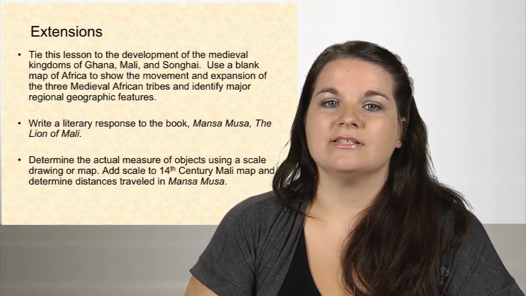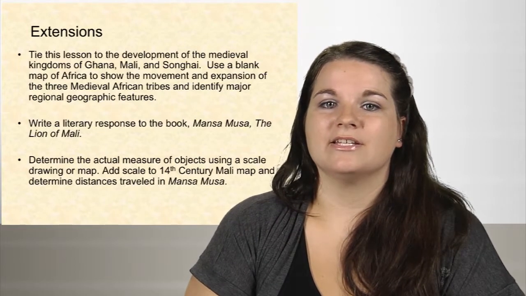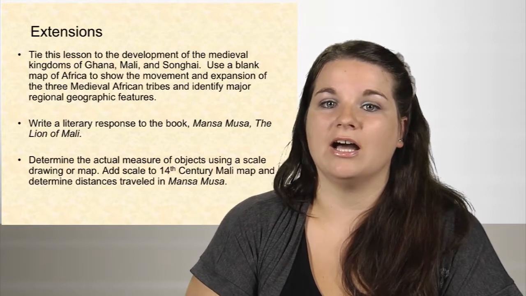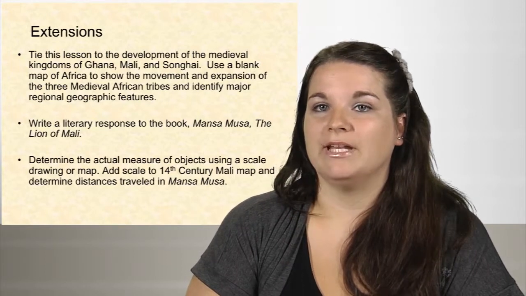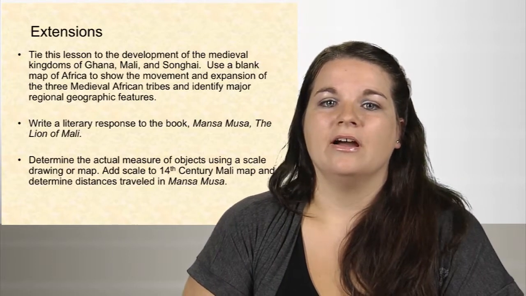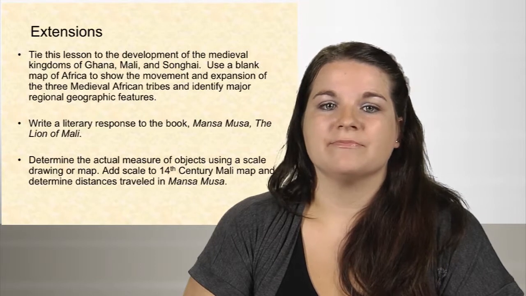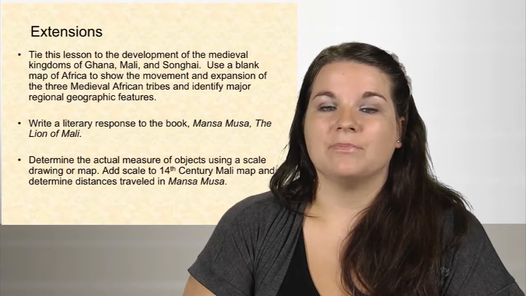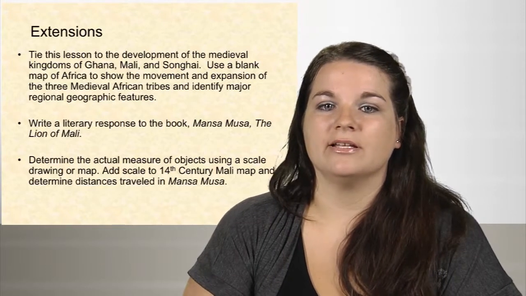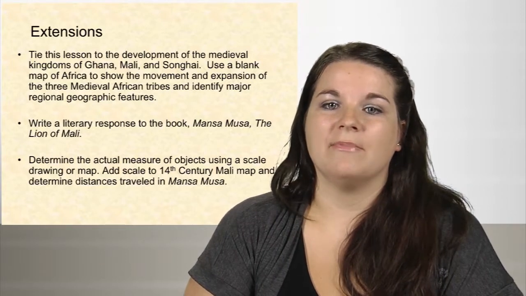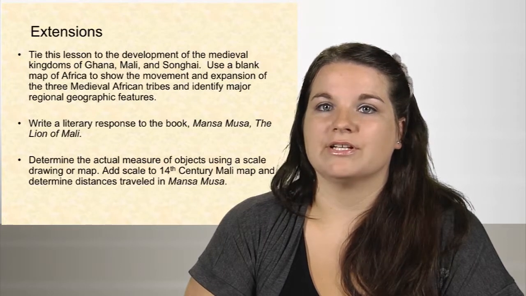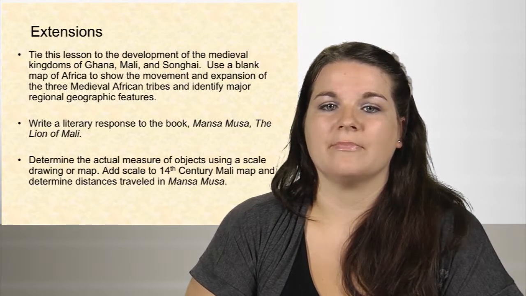So for extensions, you can tie this lesson to the development of the other medieval kingdoms that are listed in the state standards. So you can look at Ghana and Songhai, two medieval kingdoms that developed before and after the Kingdom of Mali, and just develop those. You can write a literary response to the book or some type of a book report to Mansa Musa, the Lion of Mali. And you can use the scale on the map to determine actual distances that were traveled, for example, by Mansa Musa.